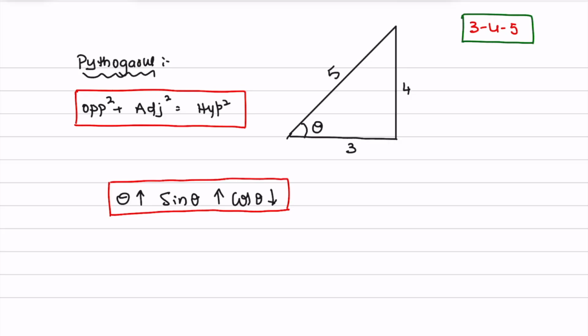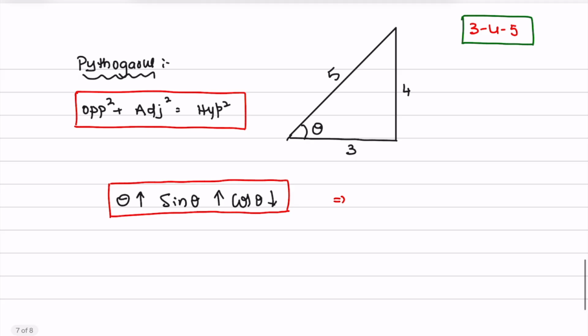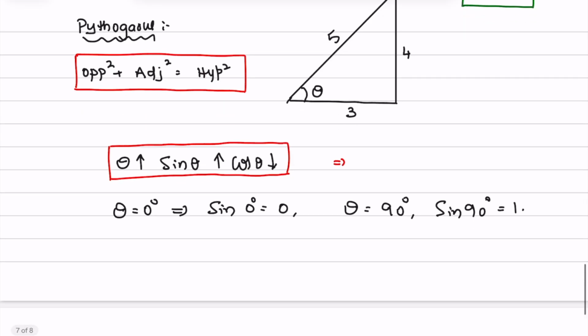Now, if theta is equal to 0, we have already arrived at this: theta is equal to 0 implies sin 0 is equal to 0. If theta is equal to 90, sin 90 degrees is equal to, and please pay attention here, as theta increases, sin theta increases. That is our principle which we are following.